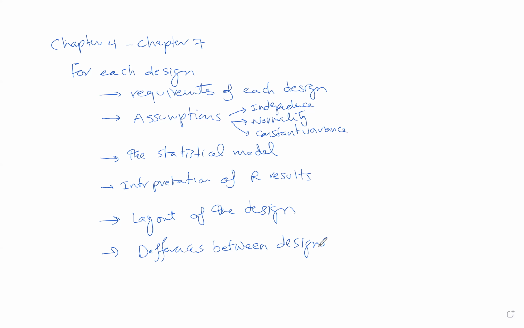So let's start with chapter 4. In chapter 4, we covered many designs. We covered, I think, 4 designs. The first design we covered is the complete randomized block design. In this design, we have two factors, one blocking factor and one treatment factor. So in this design, we have one treatment factor and one blocking factor.